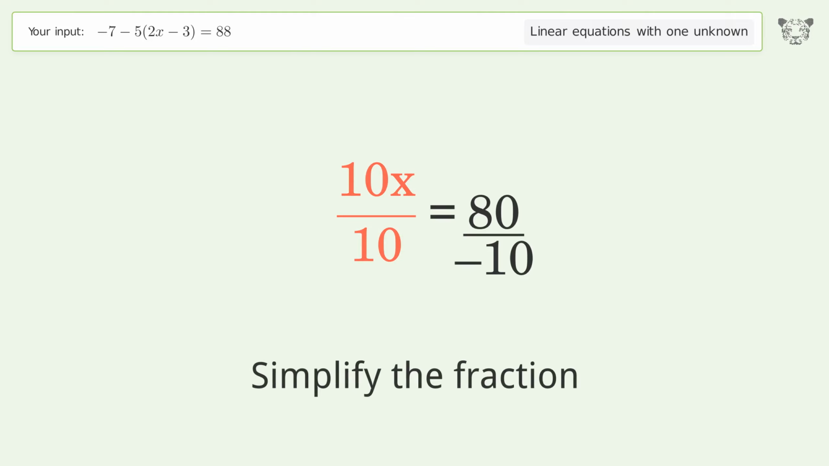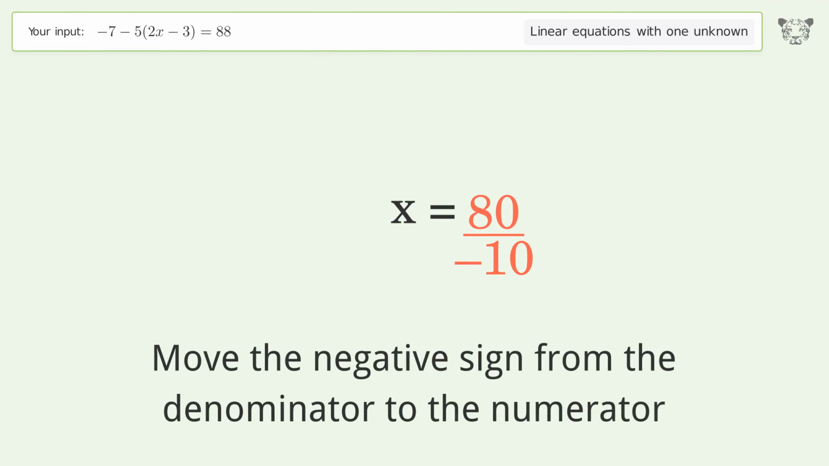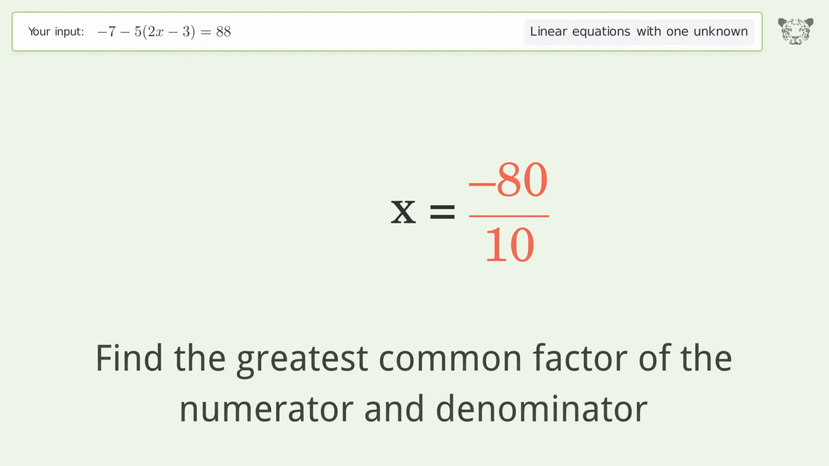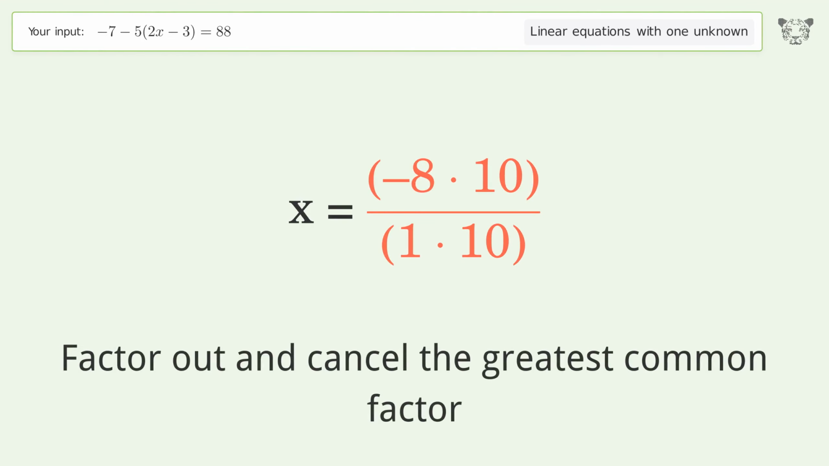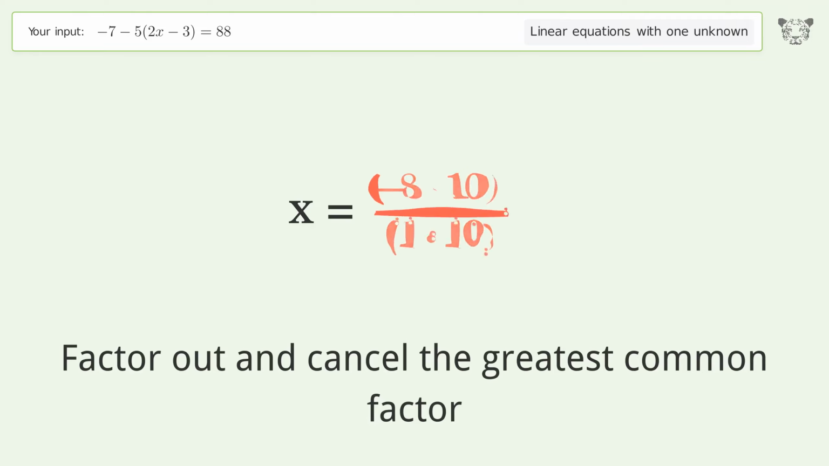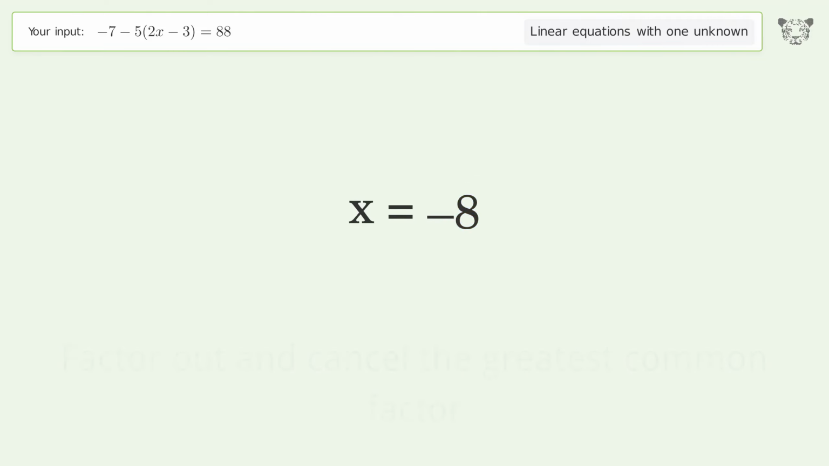Simplify the fraction. Move the negative sign from the denominator to the numerator. Find the greatest common factor of the numerator and denominator. Factor out and cancel the greatest common factor. And so the final result is x equals -8.